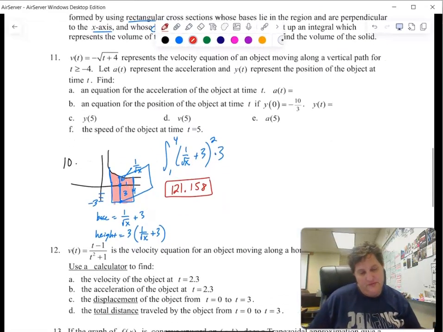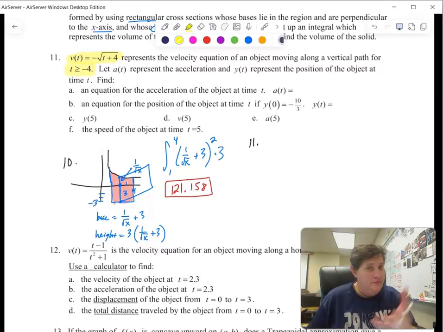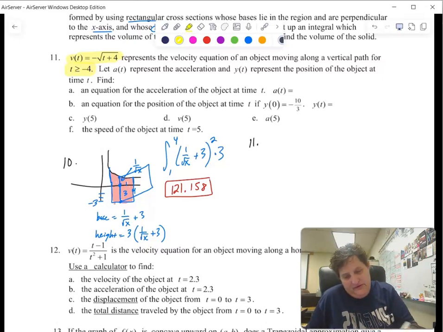Okay, that's it for that question. All right, this looks like a little bit of a review question because now we've got a velocity. This represents the velocity of an object moving along a vertical path, and it's only defined above -4 because less than -4 we would be taking square roots of negatives. Okay, find an equation for the acceleration.